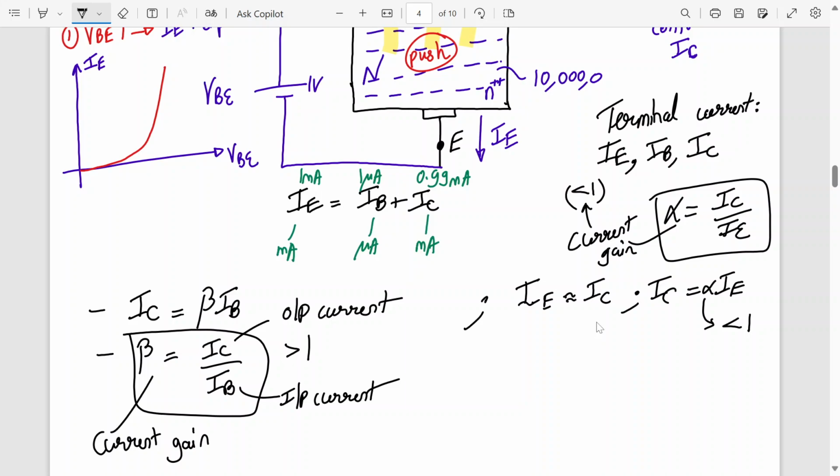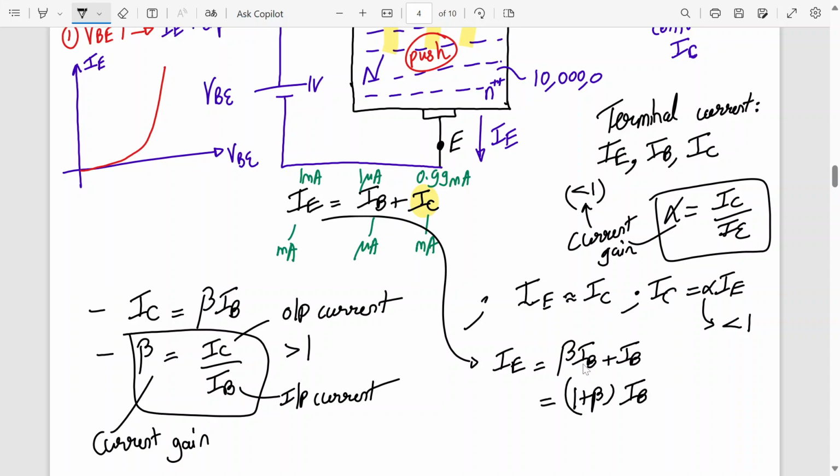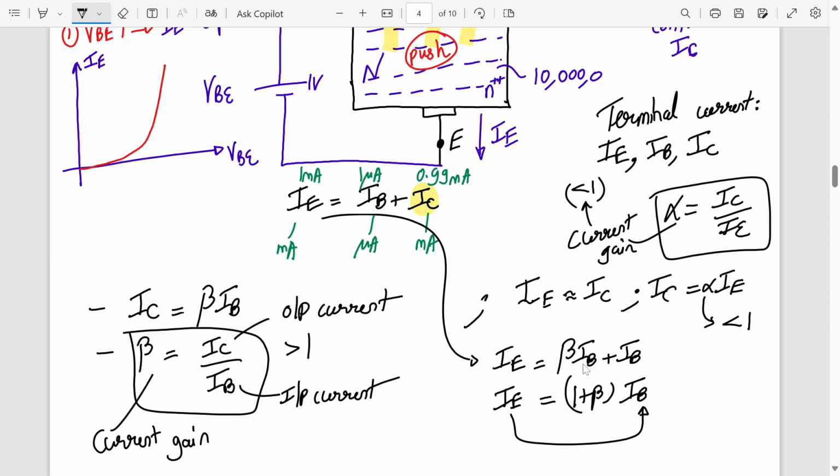Okay, so we can rewrite this equation as follows. IE is equal to, instead of IC, what do we write? Beta IB plus IB. So we can take IB common, and we'll get IE in terms of IB. Okay, so IE is (1 plus beta) times IB.